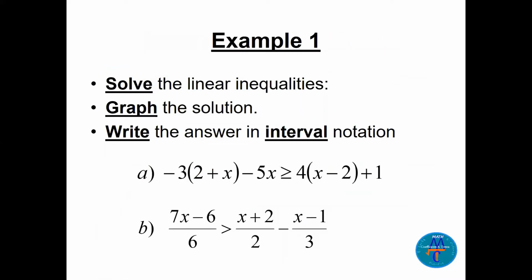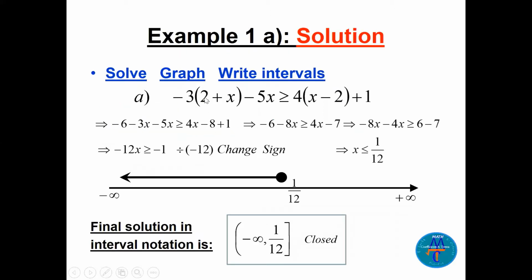Example 1 has parts A and B. In the first one you can see no fractions; in the second we have some fractions, and I will tell you what to do. Let's see the first one. Just expand here: distribute minus 3, distribute the 4, and simplify. Easy, you can try it. And then this is minus 6, minus 3x, minus 5x. On the other side, we have 4x minus 8 plus 1. Bring everything with the x to one side and the numbers to the other side. See what we got here.